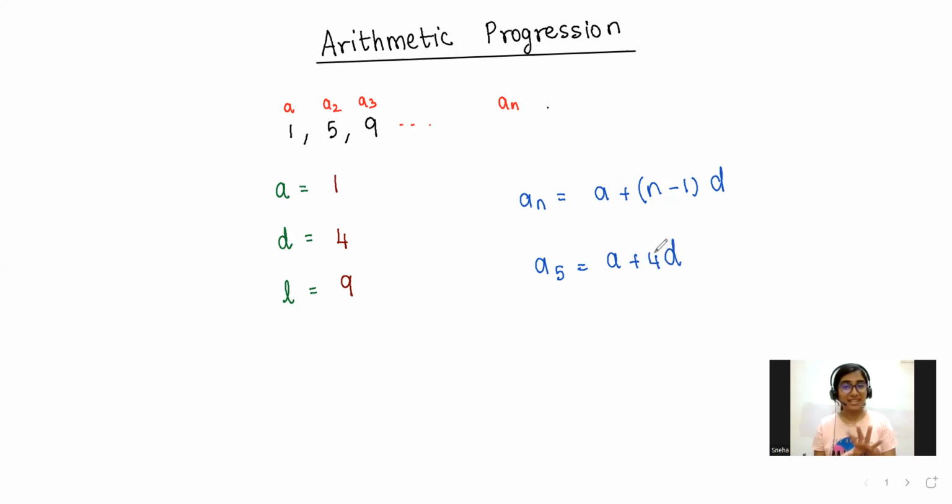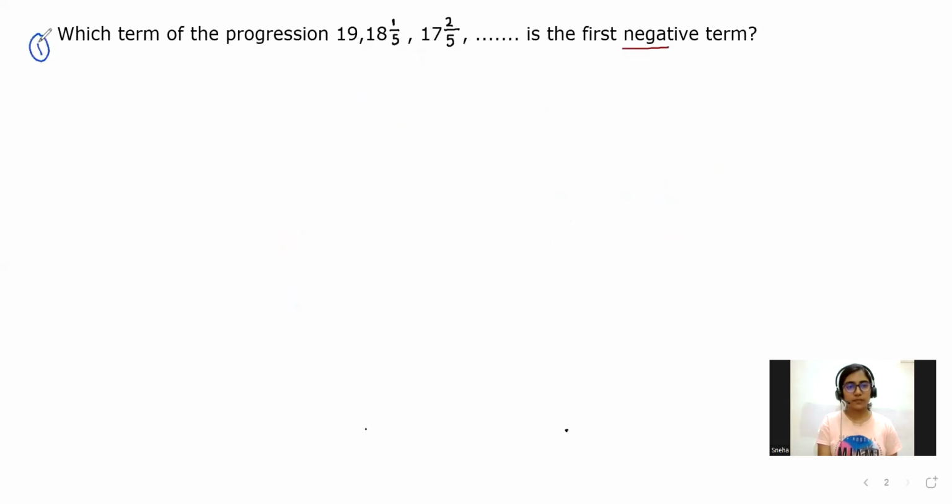Okay, so by applying this, we'll try to solve a question. Everyone take a look at this question here. Which term of the progression 19, 18 1 by 5, 17 2 by 5 is the first negative term? So what are they asking us here? They're asking us to identify the first negative term that occurs in this sequence. We have a progression here. Can you all tell me which is the first term here? A, 19. Great.